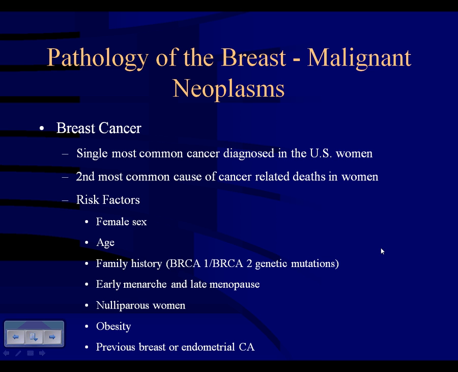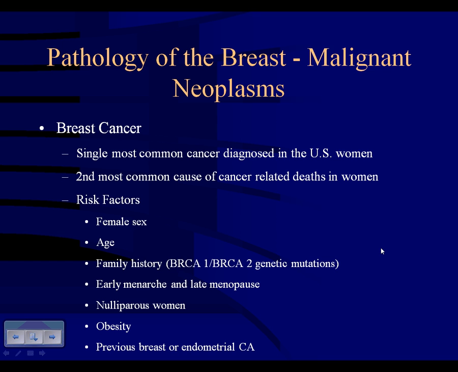Family history is important, especially the BRCA1 and 2 genetic mutations, which definitely put a patient at risk. And usually those patients who have been found to have these mutations actually choose to get prophylactic mastectomies because it's so common that they get breast cancer. So take the breasts off, you won't get breast cancer, right? For the most part.